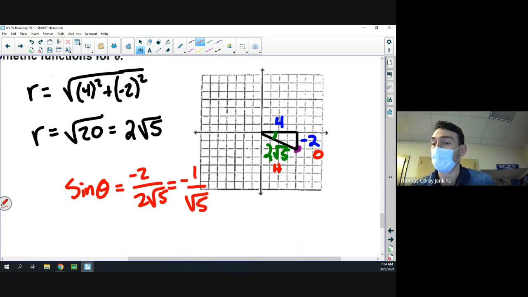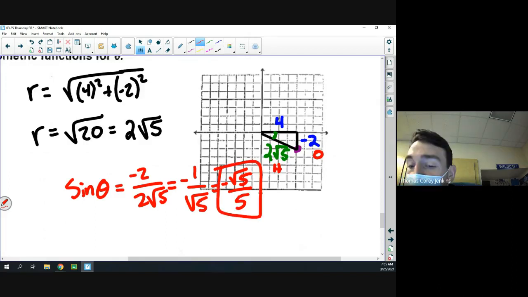I'm realizing I didn't do this on the notes. So could anybody rationalize that denominator for me pretty quick? Anybody remember how to do that from yesterday? What do I need to? Yes, go ahead. Square root of 5, yeah. So yeah, multiply by the square root of 5 over the square root of 5. So that would give me negative square root of 5 over 5. So that would be simplified form.